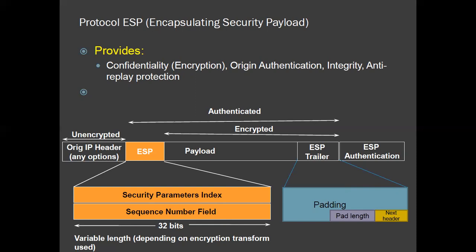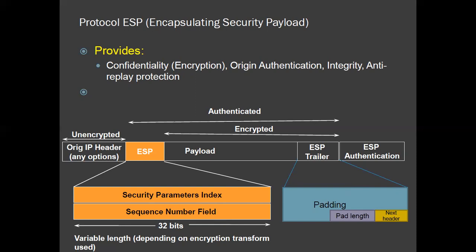Then we have padding. This is a variable length field, and all zeros are to be padded here. Then pad length is the 8-bit pad length field, which defines the number of padding bytes required, and the value can be between 0 and 255. The next header field is an 8-bit field, similar to the one we have seen in the authentication header protocol, and it serves the same purpose as the protocol field in the IP header before encapsulation.